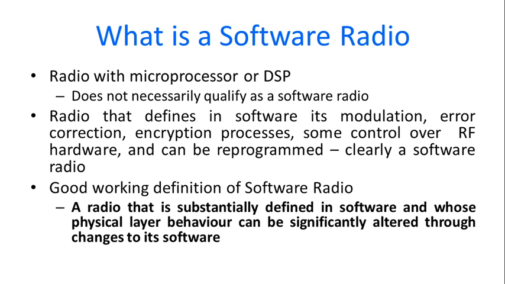So when you say a software radio, not all radios with a microprocessor or DSP necessarily qualify as a software radio. Since we are able to program it, it doesn't mean it is a software radio. The radio should define its functions in software. In software, it should define its modulation, error correction, encryption process, some control over the RF hardware, and it should be able to be reprogrammed. So that is a software radio.